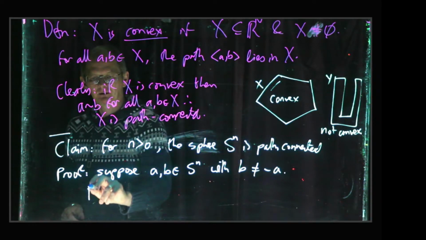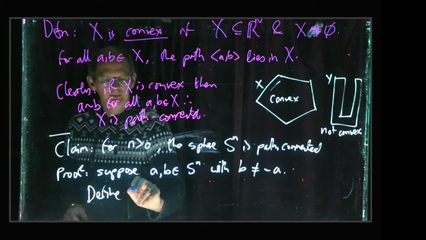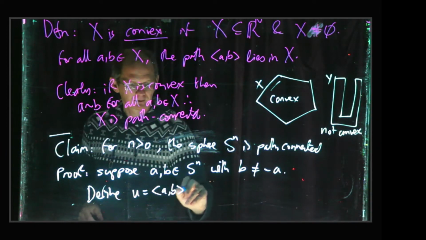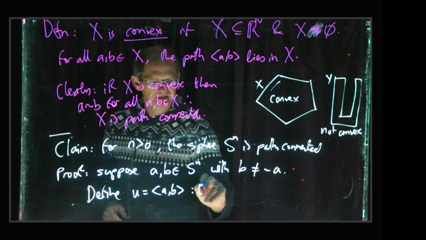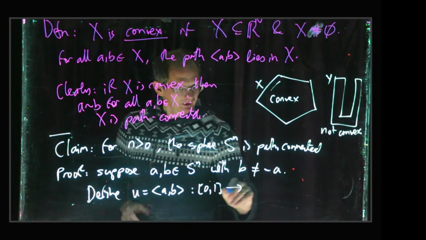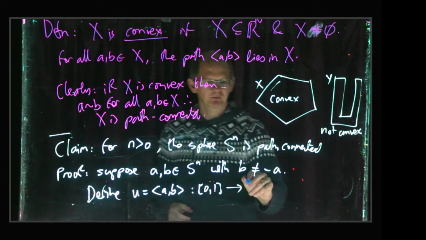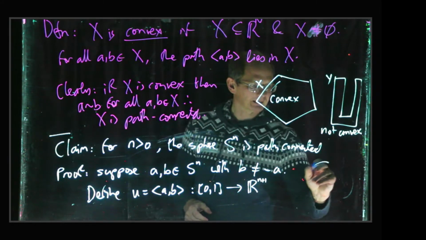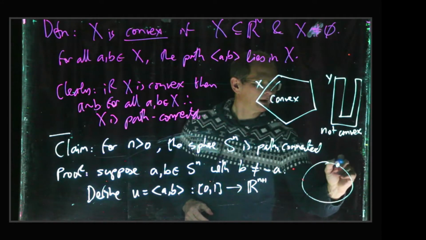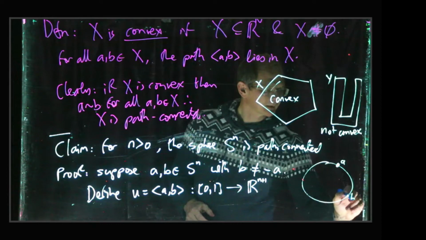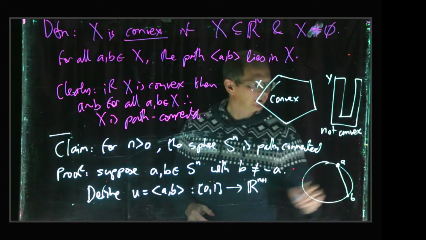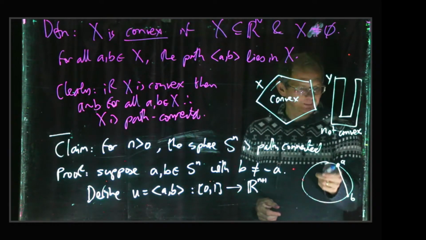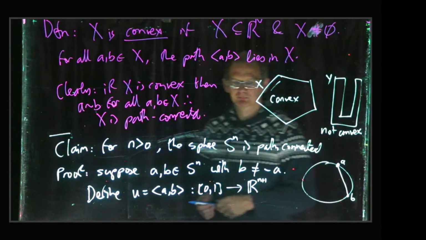So I'm going to define U is pointy bracket AB. So this is a path, not a path in Sn, it's a path in R to the n plus 1. Okay, because typically, here's our A here and our B here, and our pointy bracket AB is this path that kind of cuts across within our R to the n plus 1 from A to B, but it doesn't lie on the unit sphere.